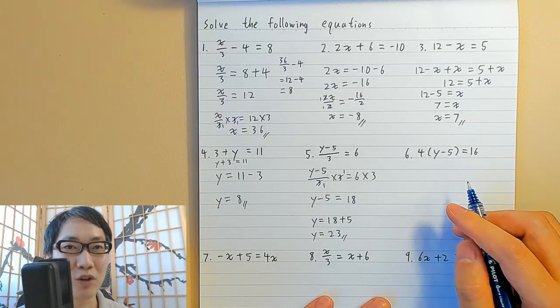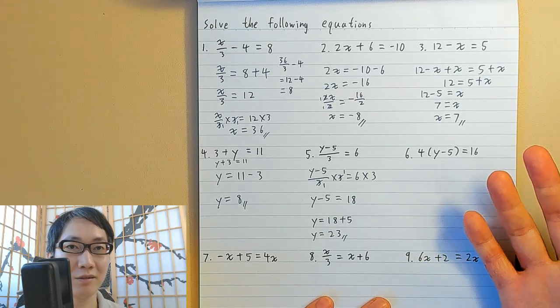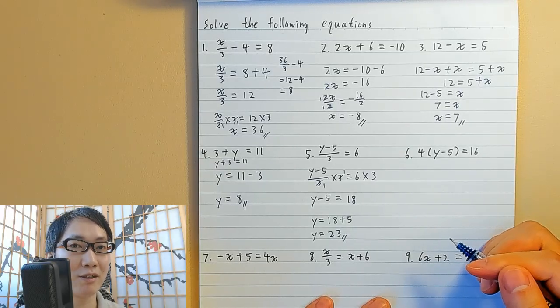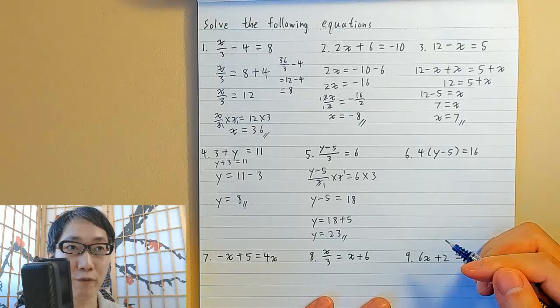So how much is in the bag? Right? 4 times what is 16? 4 times 4 is 16, right? So which means the bag has the value of 4.